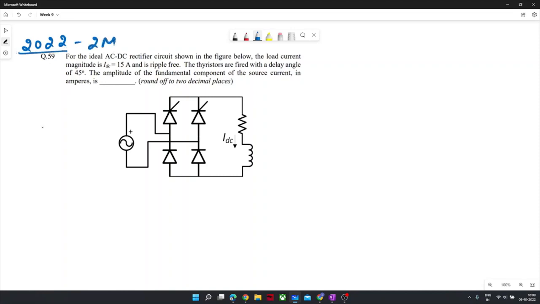And here, AC to DC rectifier, can you recognize which type of rectifier this is? Symmetric semi-converter, you can say. So here we will draw the waveform of the current and voltages, and then we can easily find out whatever is asked. So let me draw.